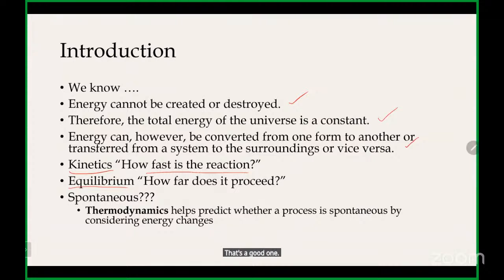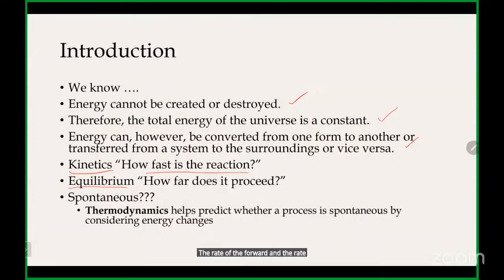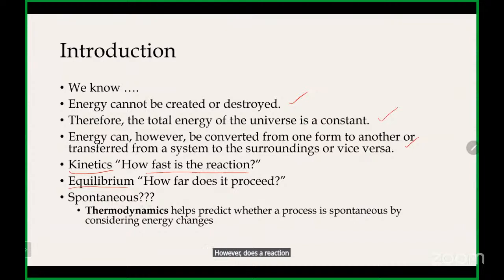So in the field of chemical kinetics, we look at how fast a reaction will occur, whether it's going to be slow or fast. Equilibrium talks about the extent it reaches, in the sense that once the reaction starts, when does it reach a stable state where the rate of the forward and the rate of the reverse reaction are the same? That's equilibrium. Equilibrium is balance. However, does a reaction occur without somebody prompting it or any external force for it to happen?